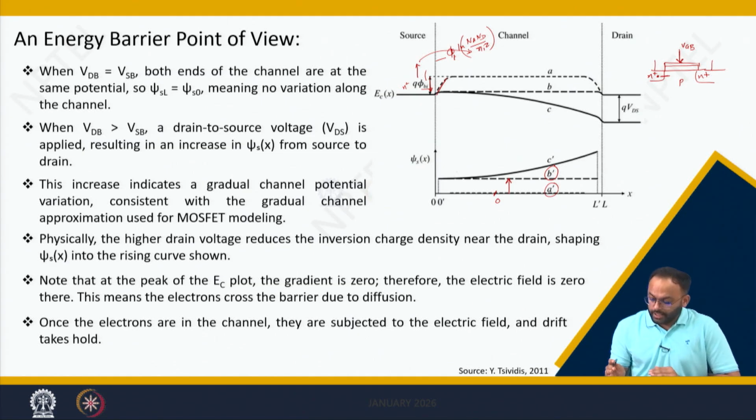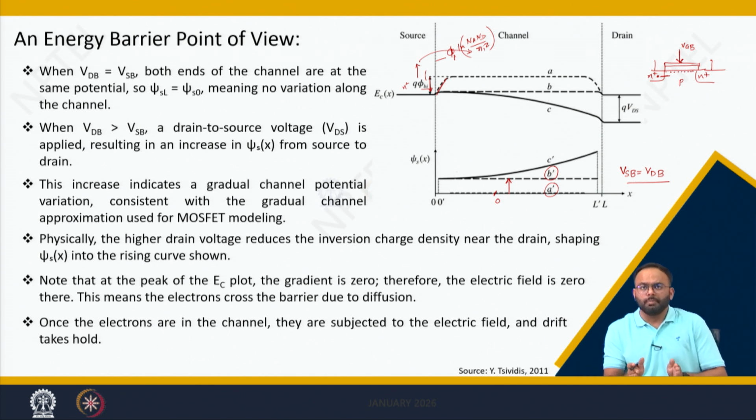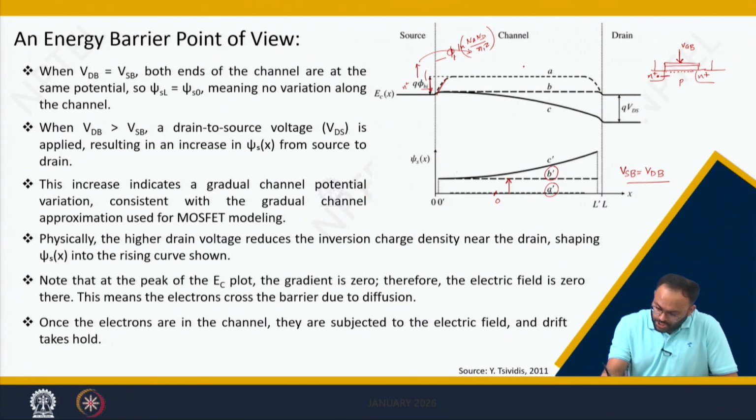Till this case, we are assuming that VSB is equal to VDB, and hence you are just creating the inversion charge here, and the charge will not flow because there is no potential difference between source and drain. So, the potential energy goes down and is represented by B when you apply VGB. Correspondingly, the surface potential is B dash.